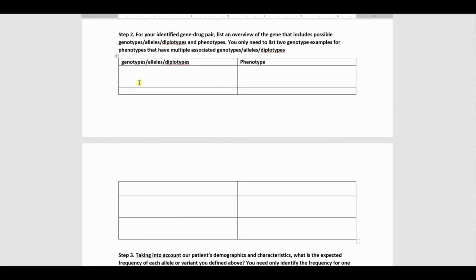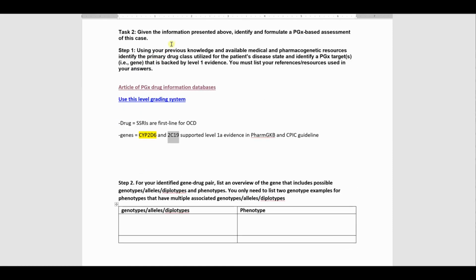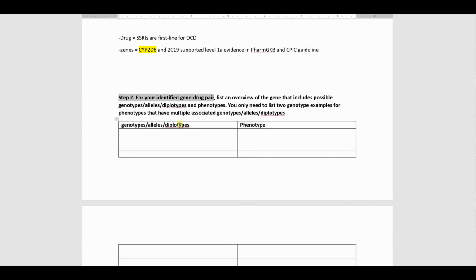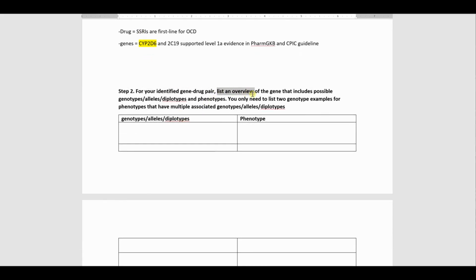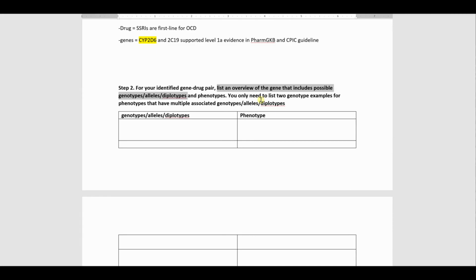Okay, so for the task, we are on task 2. Given the information presented above, identify and formulate a pharmacogenetic-based assessment of this case. We're at step 2. For your identified gene-drug pair, in our case SSRIs and CYP2D6, list an overview of the gene that includes possible genotypes, alleles, diplotypes, and phenotypes. You only need to list 2 genotype examples for each phenotype if that phenotype has multiple genotypes associated with it.